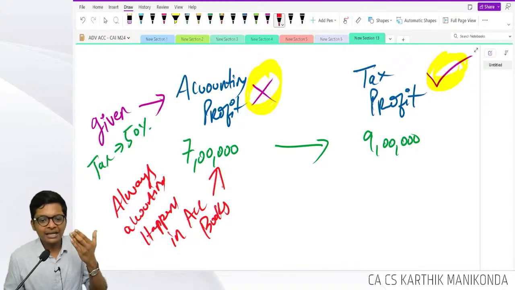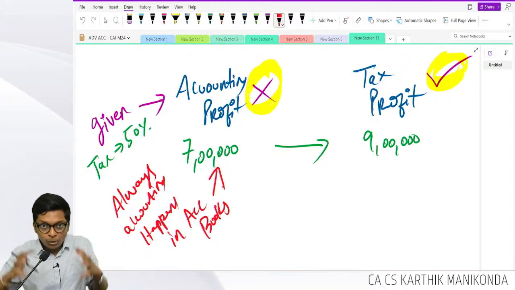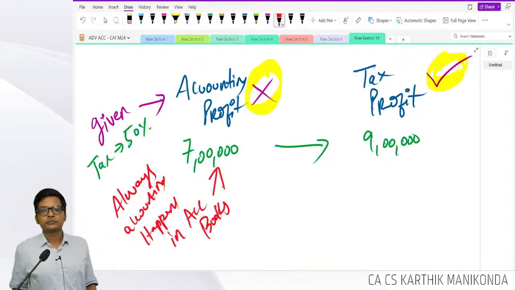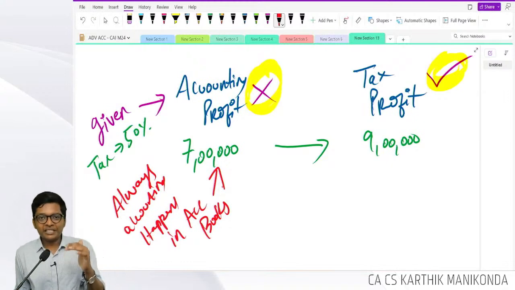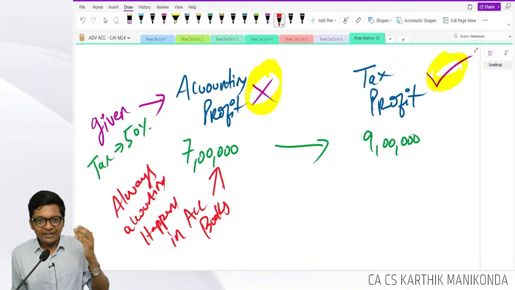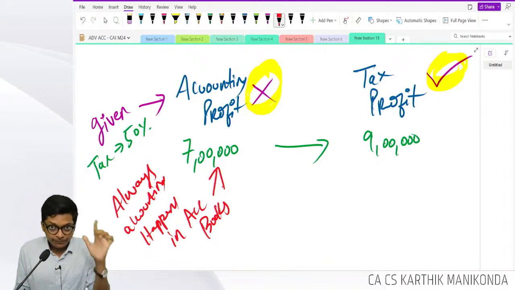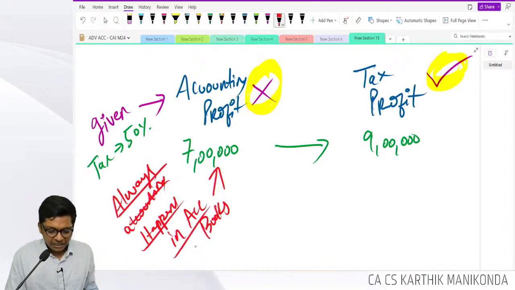I'm not paying, I'm not receiving. It's an accounting book entry. I repeated 5 times because it's a book entry. Remember, people think liability means deferred tax liability, am I paying? No. Deferred asset, am I receiving? No. It's only a book entry for better presentation. So that book entry should be passed only in accounting books.